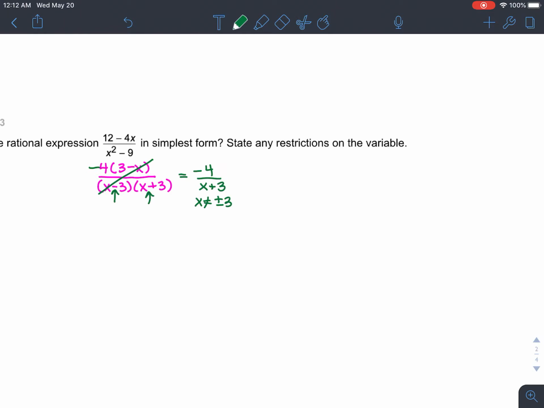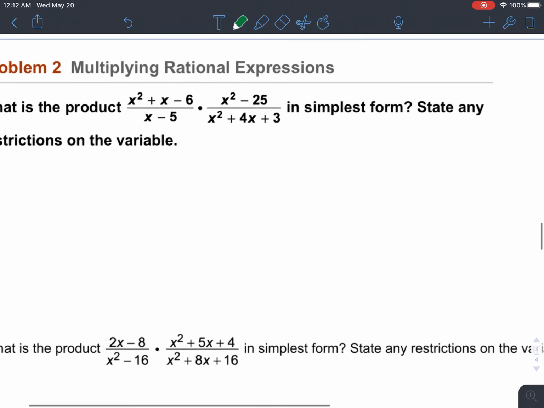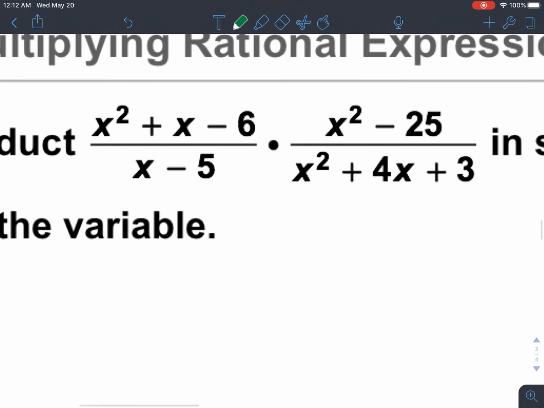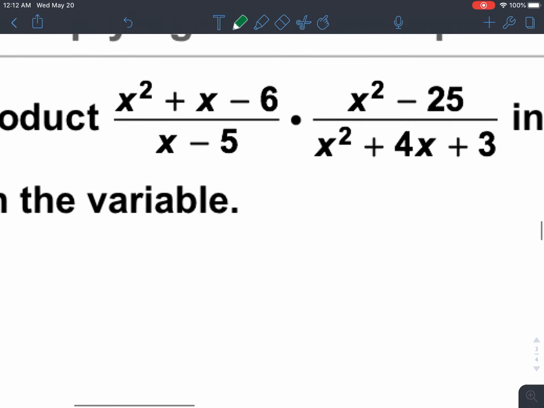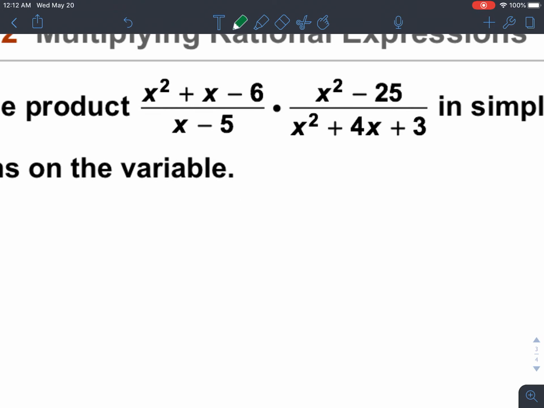Okay, next we're going to talk about multiplying. Multiplying is sort of a misnomer because you're very rarely actually multiplying anything, but okay, so what is the product of these two rational expressions in simplest form? Don't multiply this together. Do you want to get x to the 4th? I didn't think so. So what you want to do is, I know it says multiply, but you actually don't want to do that. So what you want to do is factor everybody who's factorable and just start seeing if things can cancel.